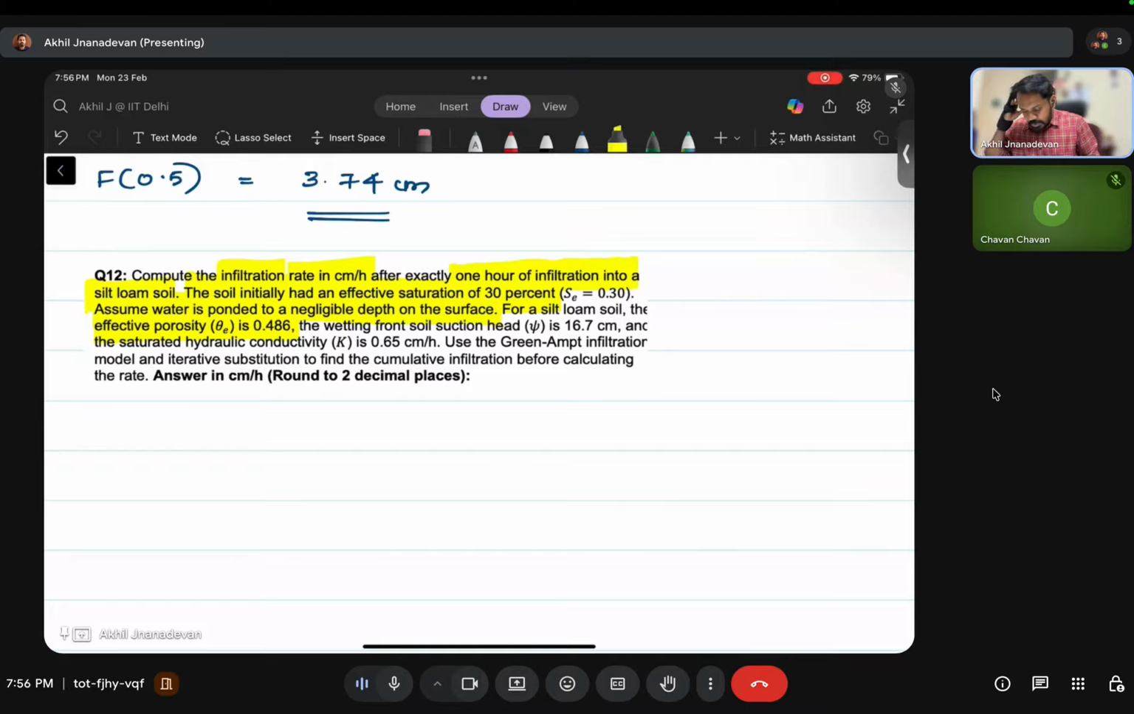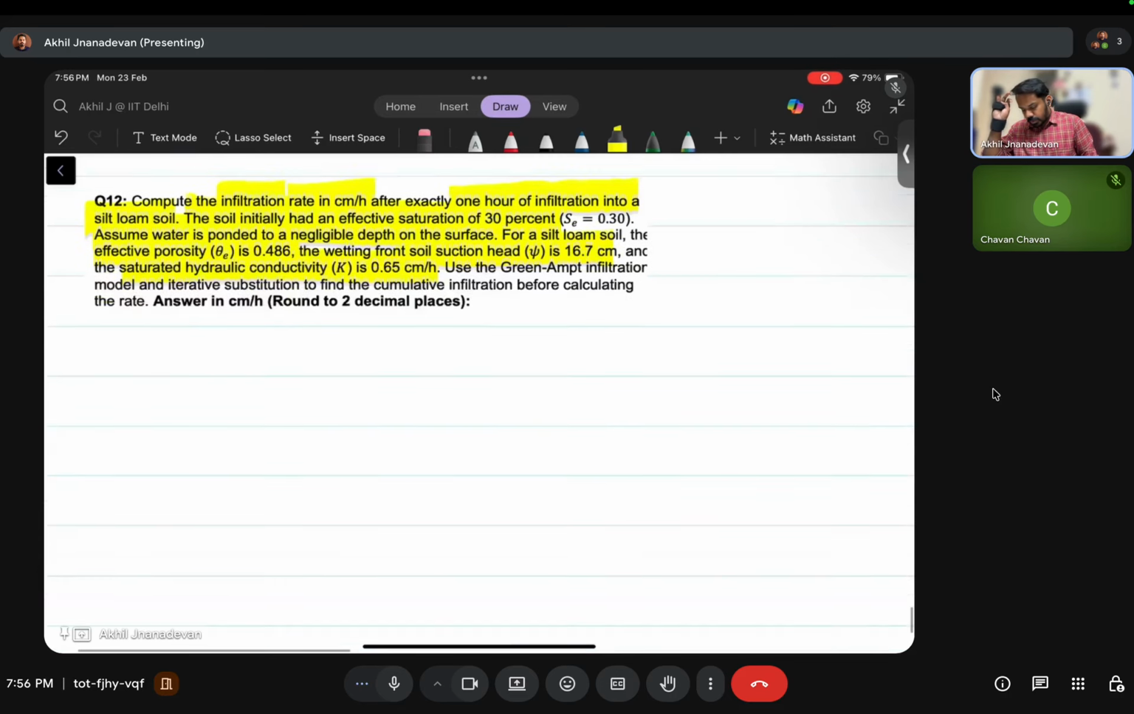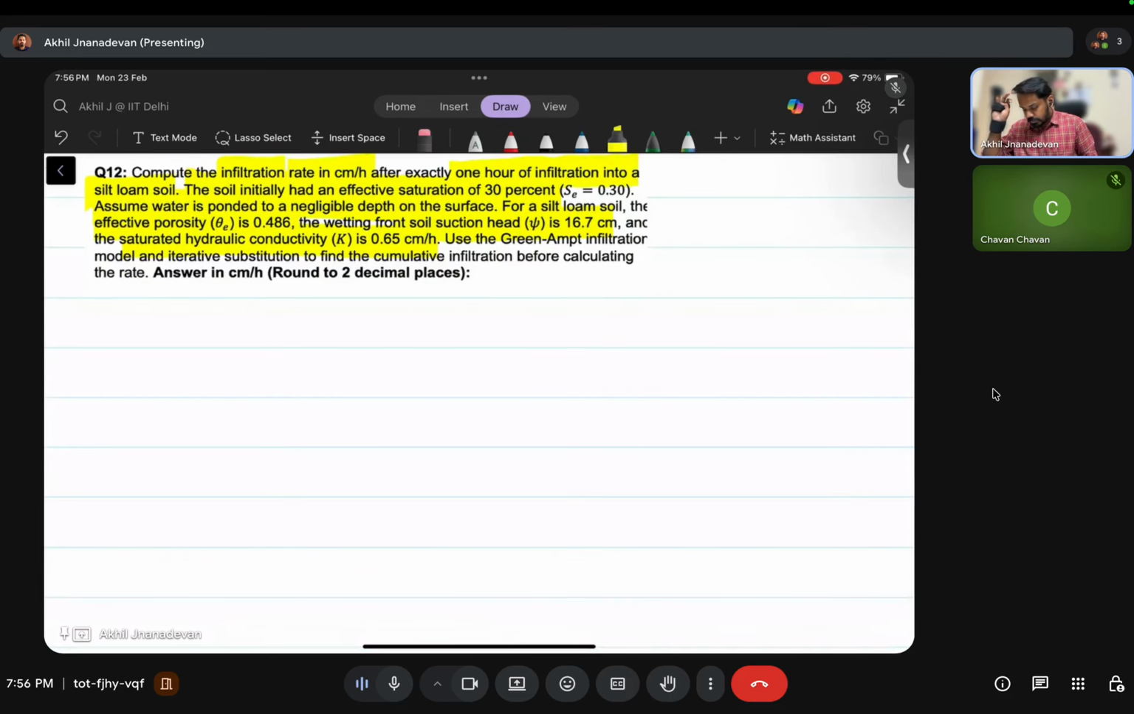and the wetting front soil suction head is given as 16.7 centimeter, and the saturated hydraulic conductivity K is given as 0.65 centimeter per hour. Use the Green-Ampt infiltration model and iterative substitution to solve for the cumulative infiltration before calculating the rate. So basically, we need to find the infiltration rate and the cumulative infiltration, and we have to report the rate in centimeter per hour.